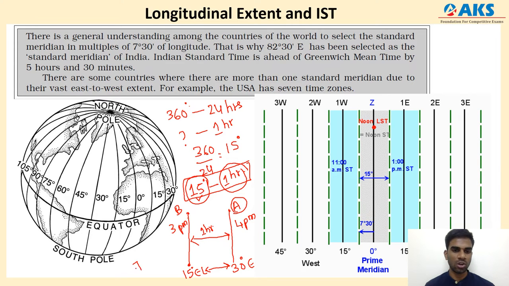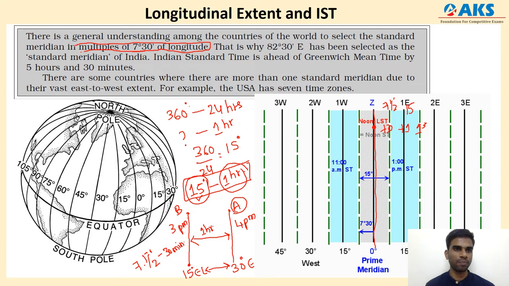So if you take the longitudinal difference of 7.5 degrees, the time difference will be 30 minutes. So what they have done is, from 0 degrees longitude, they have marked lines for every 7.5 degrees so that they can easily calculate time using this as base. So this will be plus 30 minutes, plus 1 hour, plus 1 hour 30 minutes, plus 2 hours, and so on.